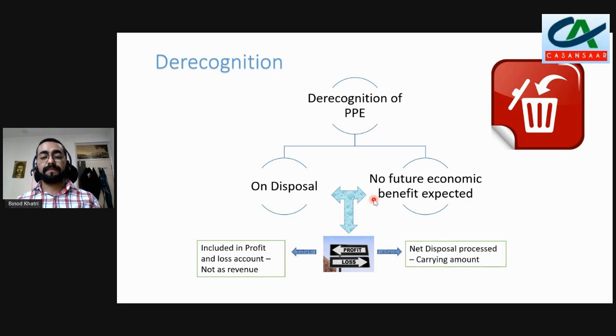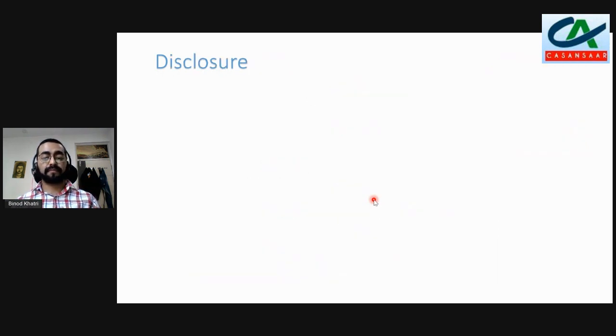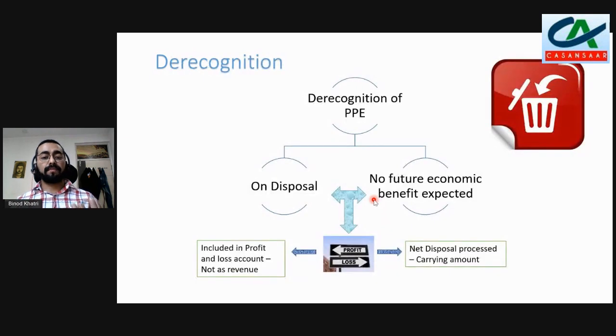In case of loss, net disposal proceeds minus carrying amount should be recognized also in the profit and loss account. So both profit and loss should be recognized in the profit and loss account, but in a separate line.